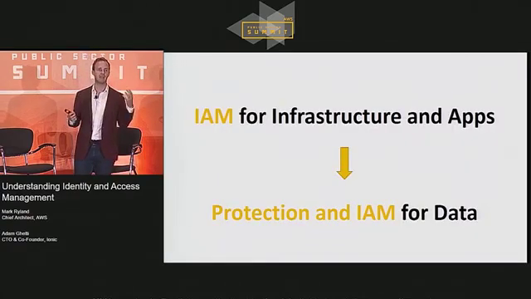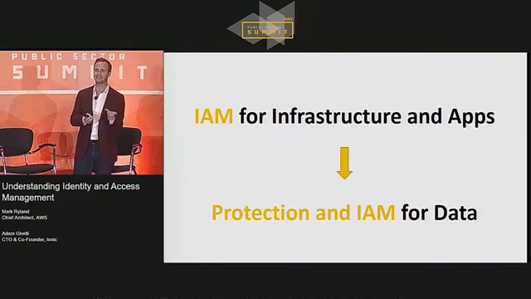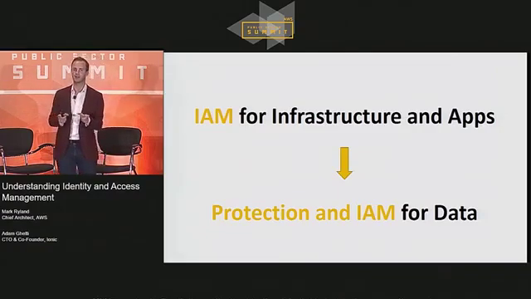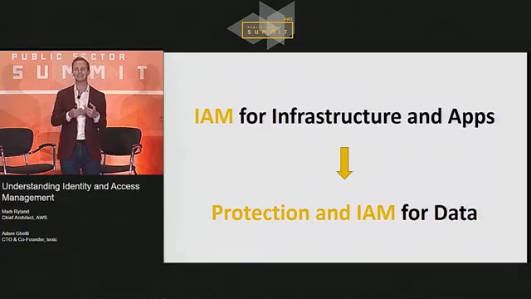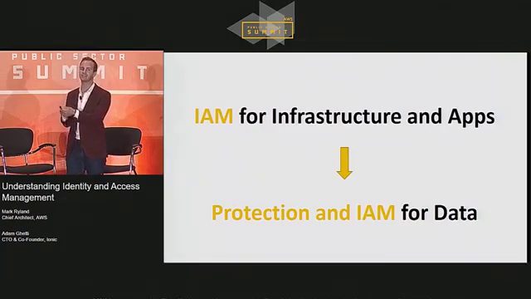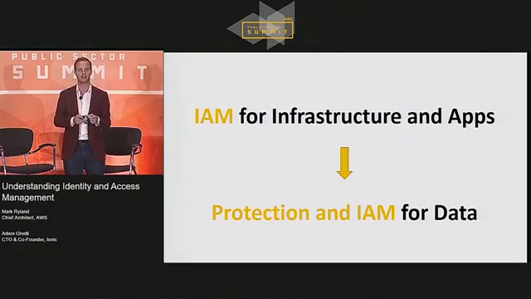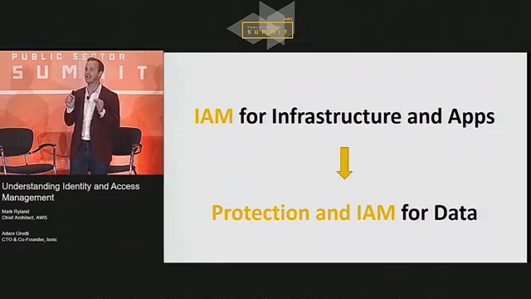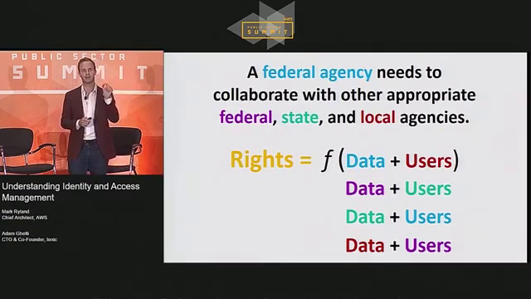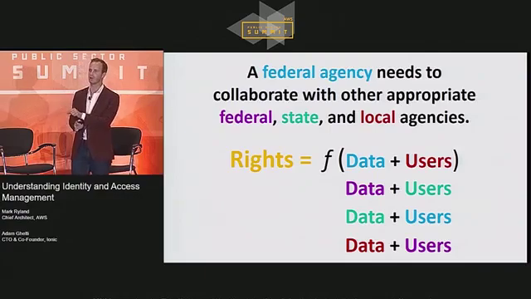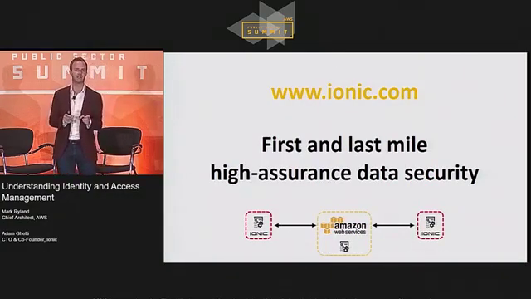At the end of the day, AWS and Ionic have collaborated to extend the high assurance and robust identity and access management philosophies that are capable and built into AWS down to your data as it now departs from both AWS and your own infrastructure. And we've done that in a high assurance fashion, and we do it at a scale with federation that actually enables your business to be successful. It enables this collaboration because it understands these rights, and it can orchestrate them across these boundaries. It enables first and last mile high assurance data security.